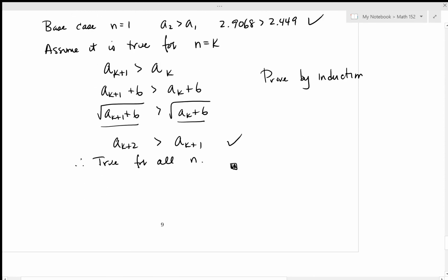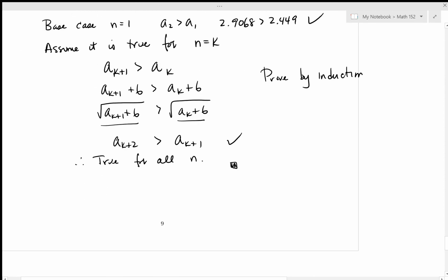Okay, so I've got the fact that it's monotonic. In fact, I know it's increasing. So I'm now wondering, part 2, is it bounded? Okay, so let us take a look. It is bounded below by 2.